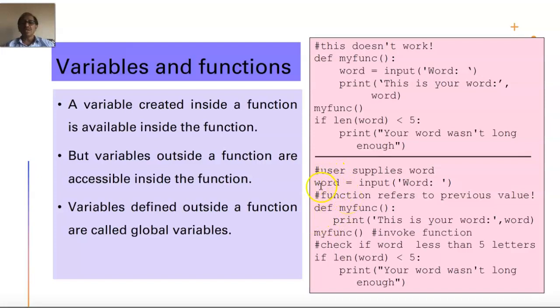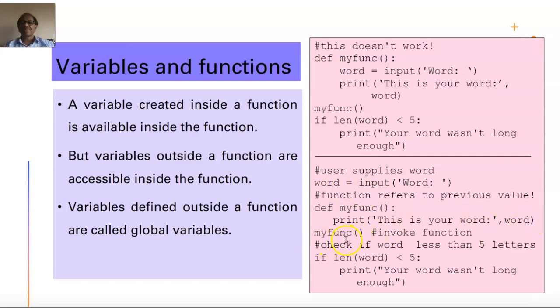We have a word variable, and you are taking the value from the user and assigning it to the word variable. Then you are defining the function: def myfunc(): print this is your word and word. This variable word, where does it get its value? It gets it from outside. The word variable is defined outside and brought inside the function.